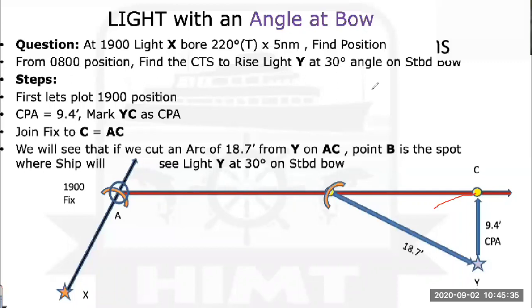If the vessel sails on a course of AC, you'll automatically get this 30 degrees on the bow. That means exactly at the spot B, you will raise the lighthouse Y 30 degrees on the starboard bow on the horizon. That means if we measure the bearing BY, it will be 30 degrees plus the course. CTS plus 30 will be the bearing at point B. That is the meaning of 30 degrees on the bow.